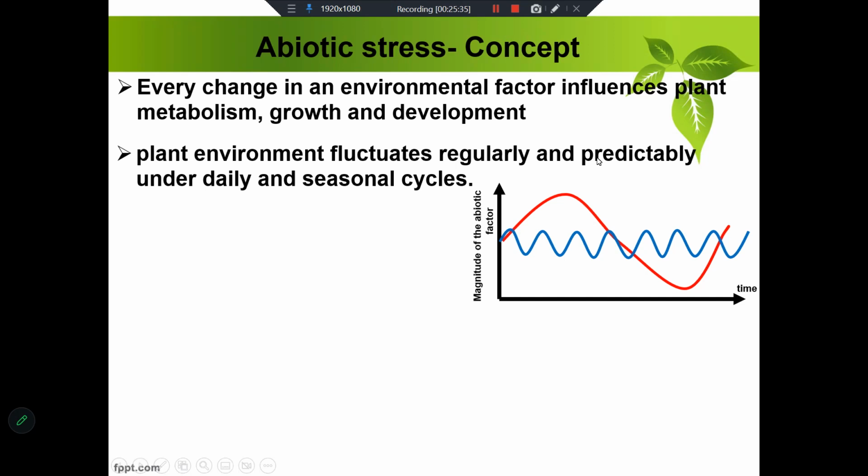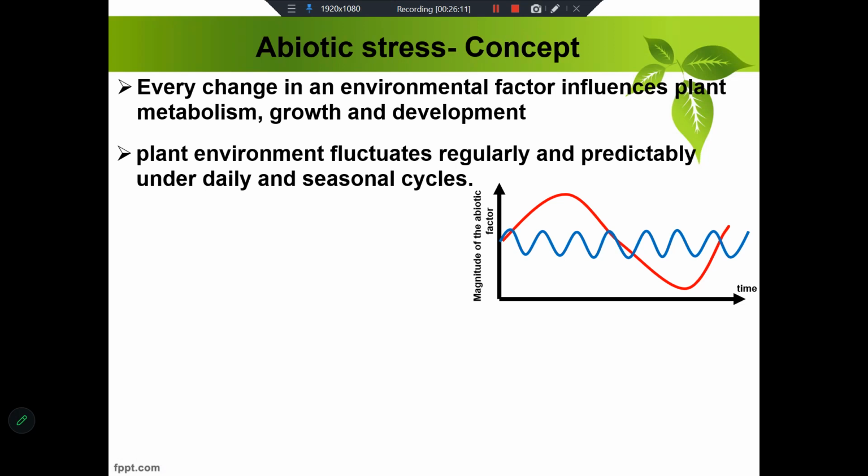On top of that, there are some seasonal fluctuations, especially in the temperate countries. Temperature can fluctuate like this seasonally in the red color. So there are some fluctuations. They fluctuate regularly and in a predictable way under daily or seasonal cycles. So every change in the environment.